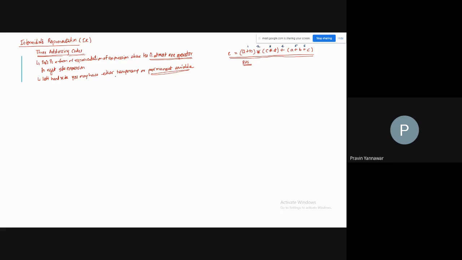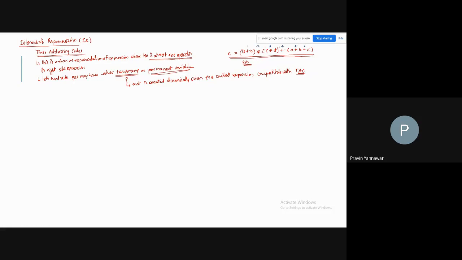Then the question is, what is a temporary variable in this case? Temporary variables are the variables that are created dynamically when you convert an expression compatible with three addressing code, using the short form TAC. So it's a three addressing code.